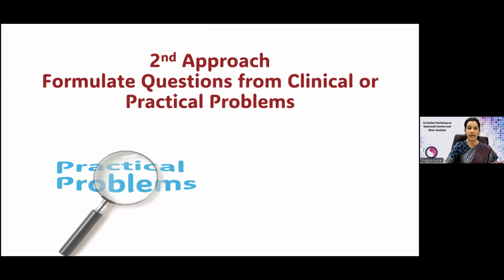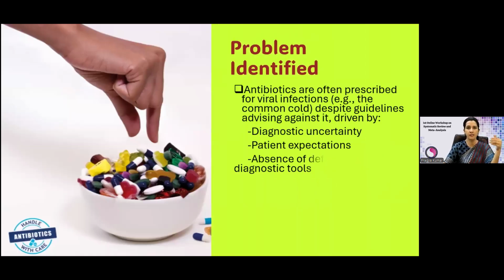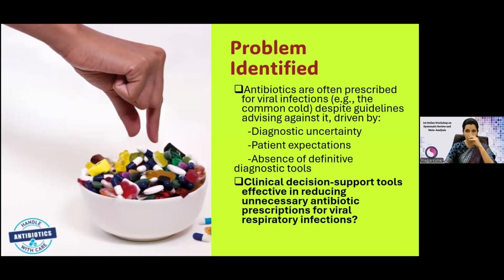Like in day-to-day work, whatever you people are feeling or seeing. One example is if all of us treat patients with the common cold, and then we write antibiotics also many times. These antibiotics are very commonly prescribed in viral infections, despite the guideline that there is no need. There is diagnostic uncertainty, and there are patient expectations. If there is no diagnostic protocol, then definitely many people are giving antibiotic therapy even in viral infections. So if I, as a researcher, want to see what the evidence is in this case, I can do a systematic review and meta-analysis on this.